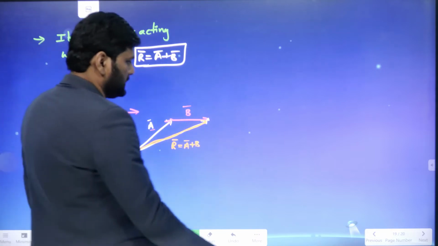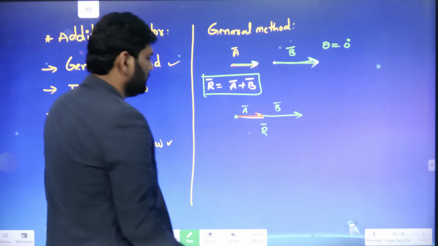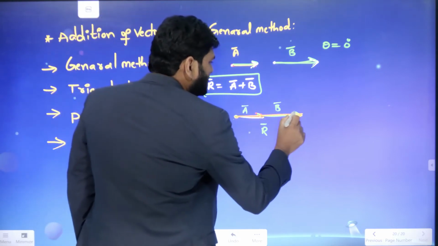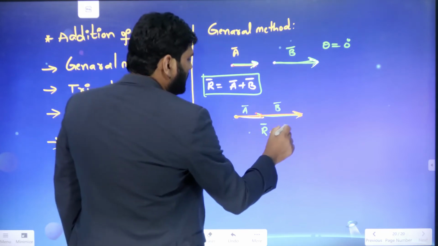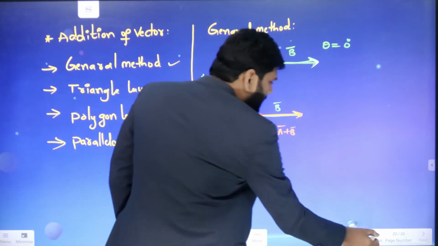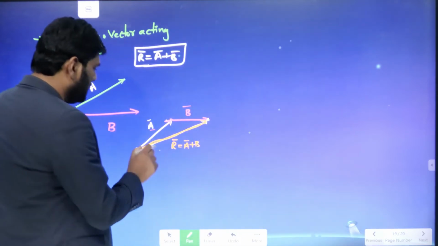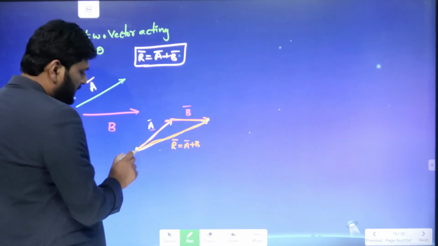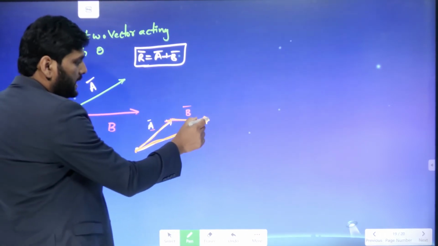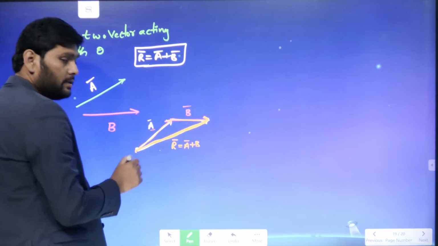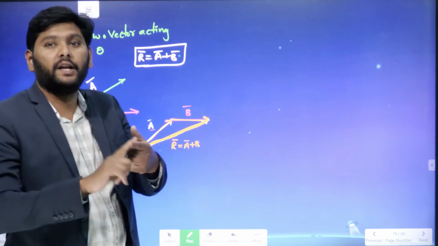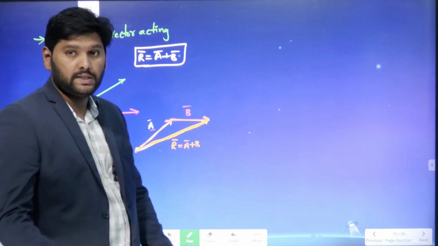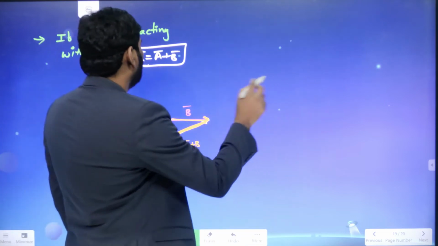So in the previous case also, look here. From here to here, this vector represents your A bar plus B bar. Now here also, if this is vector A and this is vector B, the line joining the first vector tail to the second vector head represents your final vector, your resultant vector, your addition of the vectors. Understand? I'll give one more example. So here, one more example.